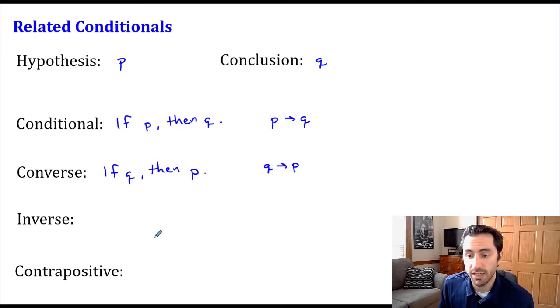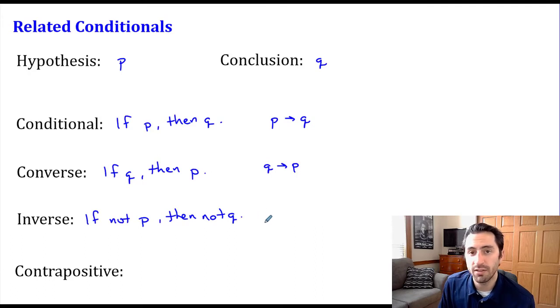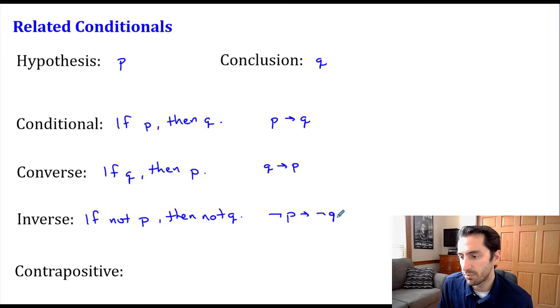The second related conditional is the inverse. For the inverse, we are negating both the hypothesis and the conclusion. So instead of if P then Q, we have if not P, then not Q. So it's taking both the hypothesis and the conclusion and negating them. In notation, we can use a little squiggle to indicate not, or it's this symbol. So not P implies not Q.